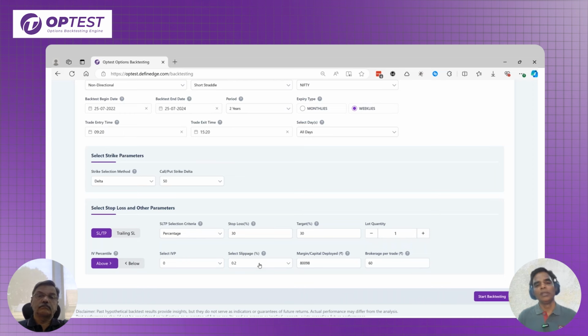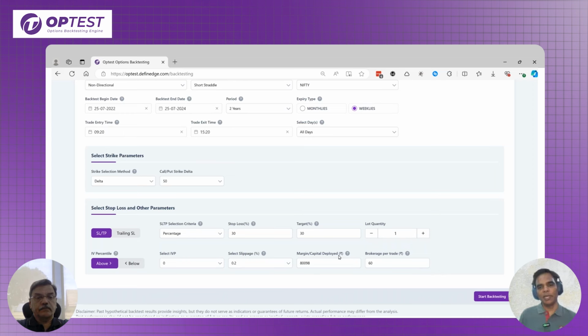By default it is 0.2, and you can change it to 0.3, 0.4, 0.5, up to 2, I think 2.5. By default we kept it at 0.2 so that we have some real-world appreciation of what happens in these backtest results.